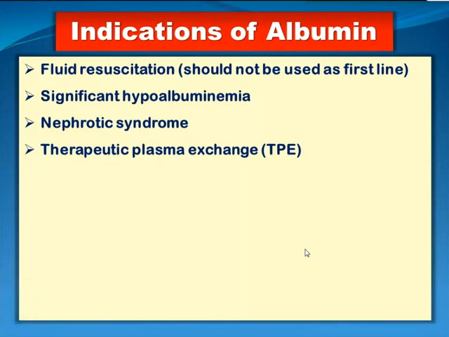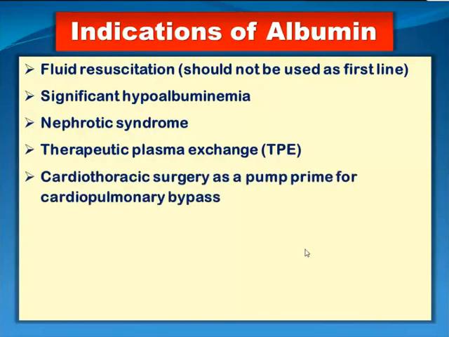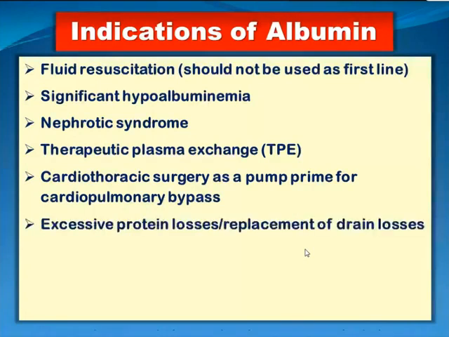And sometimes even when there is poisoning with certain drugs or overdosing of certain drugs, we can use the plasma exchange. In all these conditions, we can use therapeutic plasma exchange. So here, albumin is used in cardiothoracic surgery, as pump prime for cardiopulmonary bypass, and in excessive protein loss or replacement of adrenal losses, we talk about these causes or examples. And in burns and fluid replacement for burns, we use the albumin.